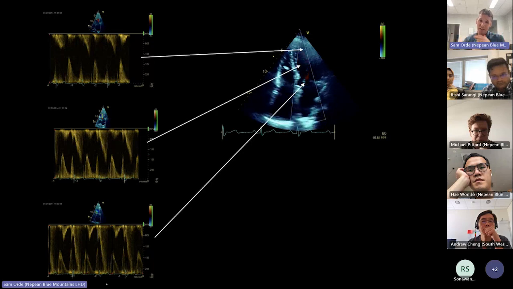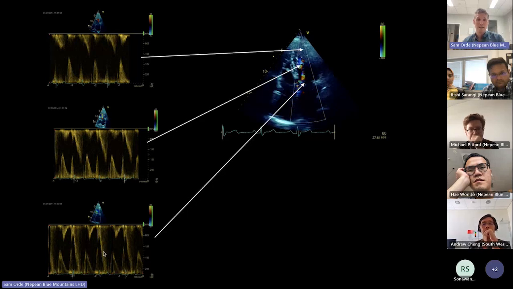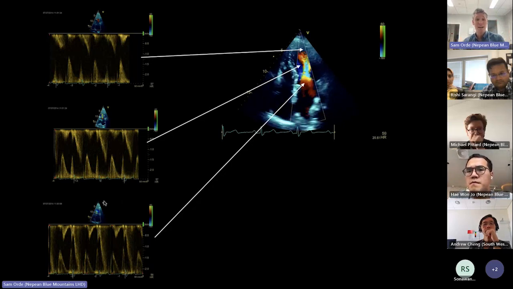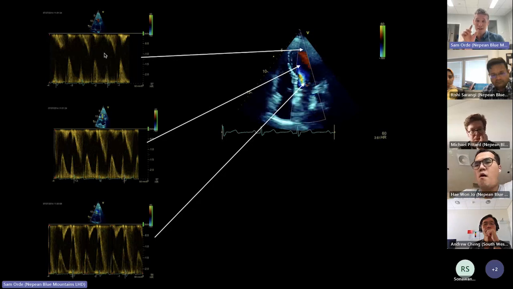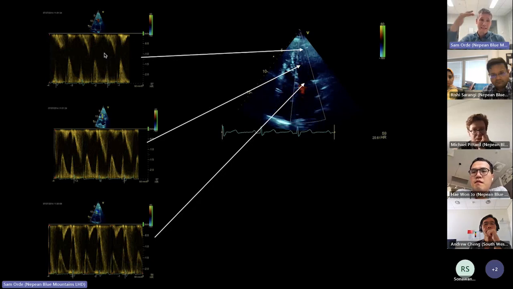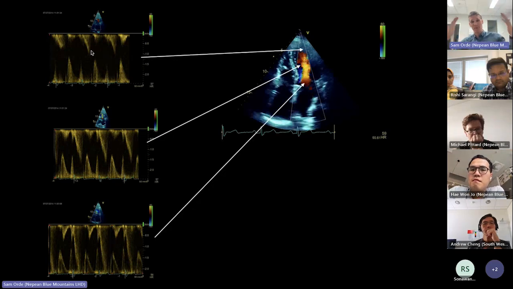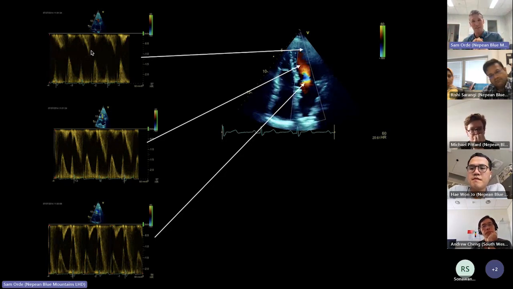But we're not looking to find out the exact peak velocity. What we're looking to try and find is the site of obstruction. And as we drive the pulse wave Doppler box backwards, we start seeing that this late peaking jet is not just present at the LVOT, but present both at the mid-ventricle and at the apex. And this late peaking jet is what you get on Doppler with the kissing ventricle sign.